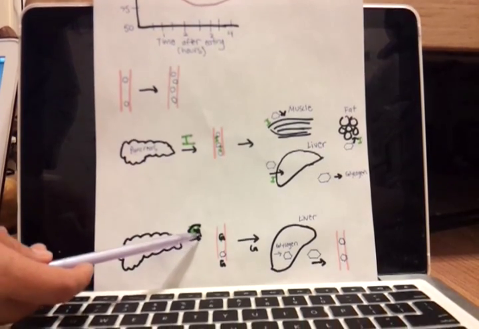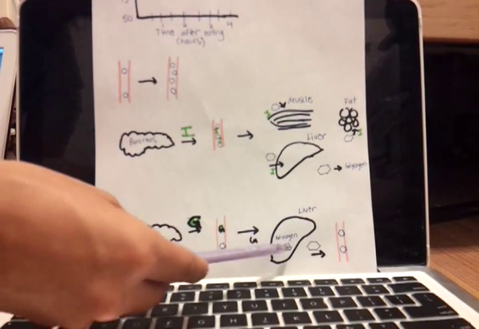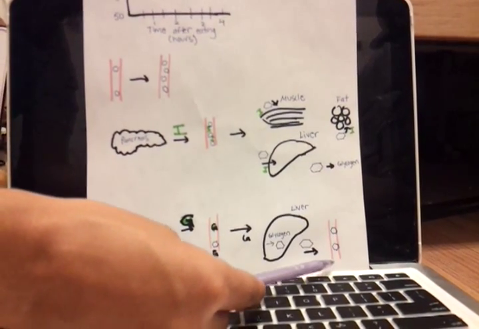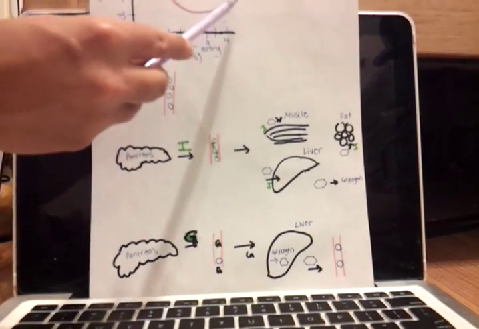Glucagon tells our liver to break down glycogen into glucose and release it into our blood. Finally, our blood glucose levels are back to normal.